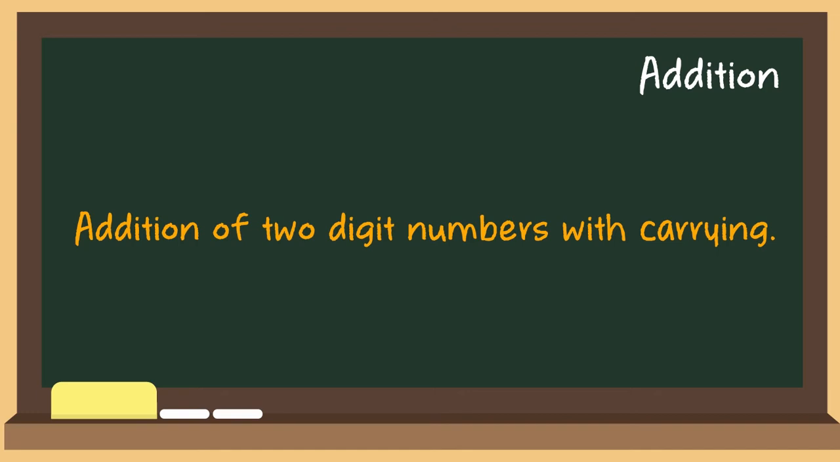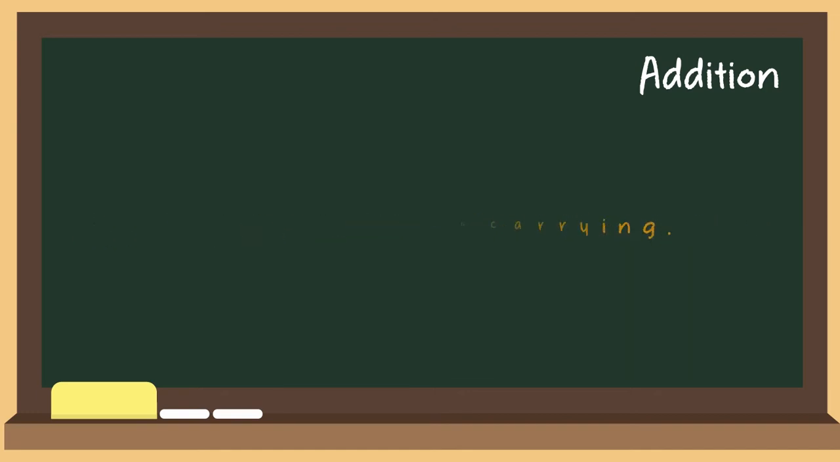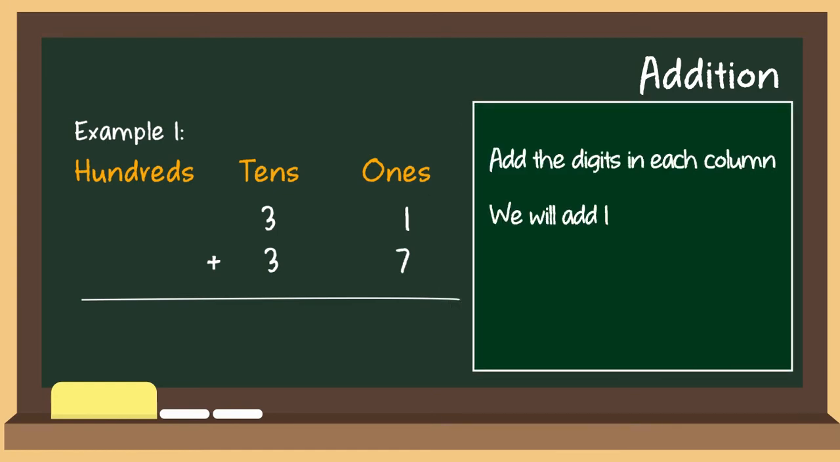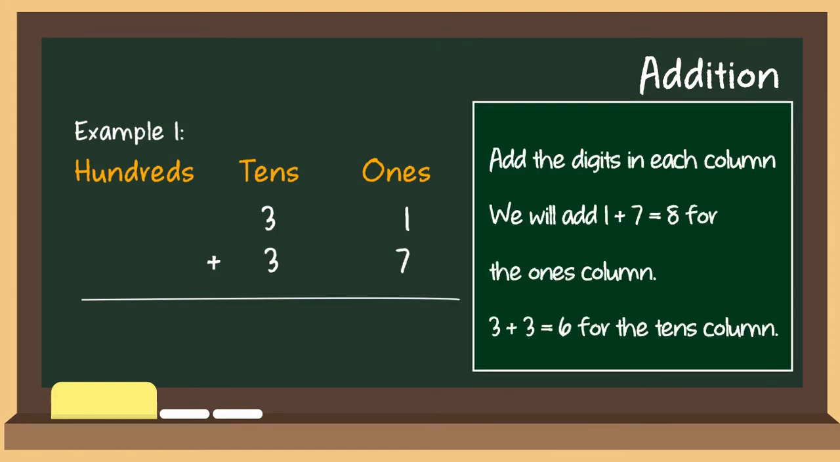Addition of two-digit numbers with carrying. Hundreds, tens, ones. Add the digits in each column. 3 plus 3 equals 6 for the tens column.